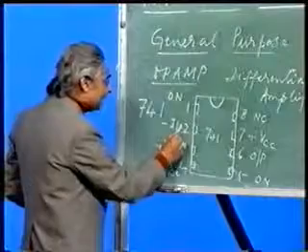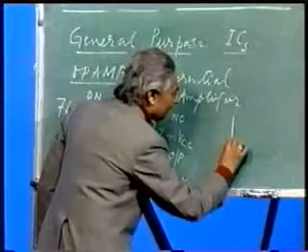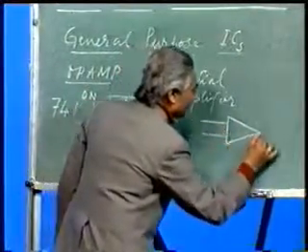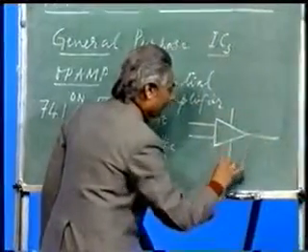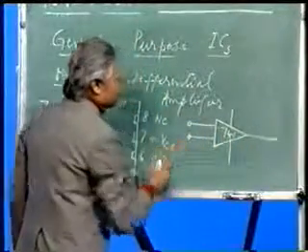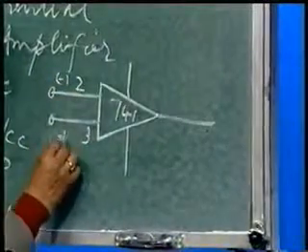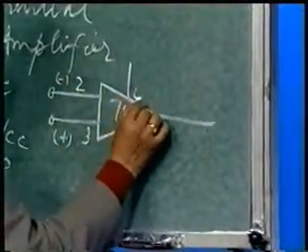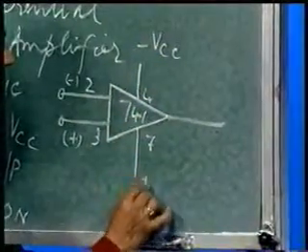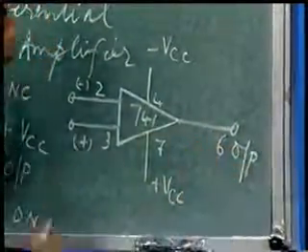Then the negative input and positive input, I will explain here. If shown symbolically, it will be shown like this. This is the 741, this is pin 2, so it is the minus input, this is pin 3, so it is the plus input, this is pin 4, so minus VCC, this is pin 7, so plus VCC, and this is pin 6, so output.